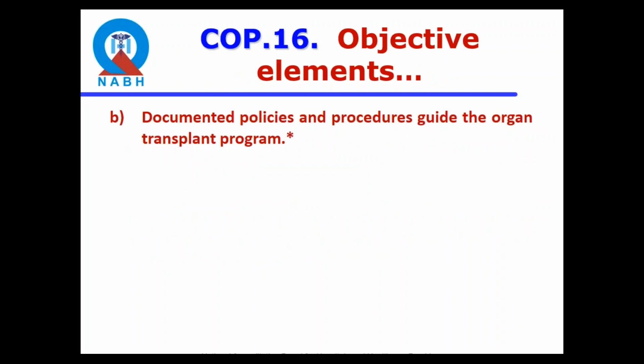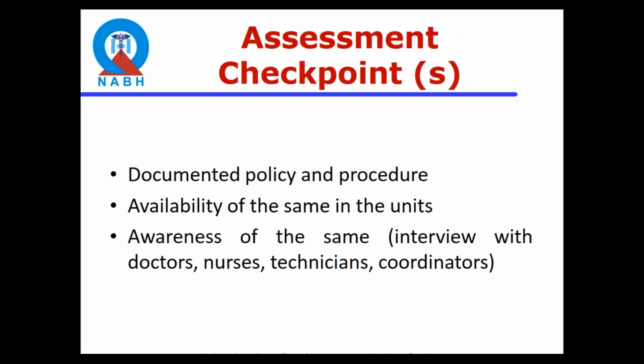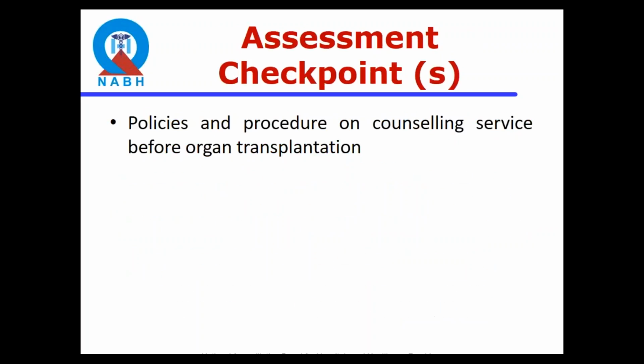The next one again deals with the organ transplant program. Again, a very elaborate interpretation is there. What are the assessment checkpoints? Essentially, we're looking for documented policy and procedure, availability of the same in the places where it is done, and obviously the awareness of whether the doctors, nurses, and coordinators know what procedure needs to be followed. The key thing in any organ transplantation is counseling, and no wonder we have a separate objective element that deals with this. Again, there is a very elaborate explanation of what needs to be done.